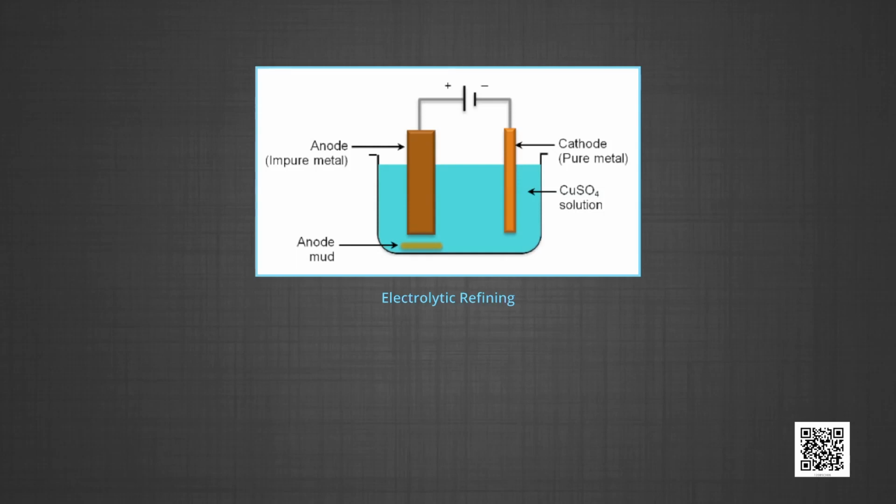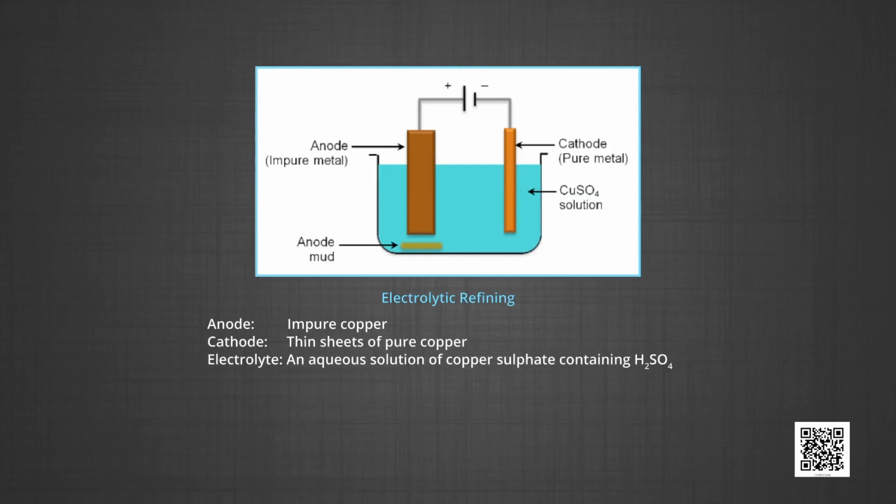The electrolyte is acidified solution of copper sulphate, and the net result of the electrolysis is transfer of the copper in the pure form from anode to the cathode. As in the reaction, at anode impure blister copper is taken, at cathode thin sheets of copper, and electrolyte is an aqueous solution of copper sulphate containing little amounts of sulfuric acid.